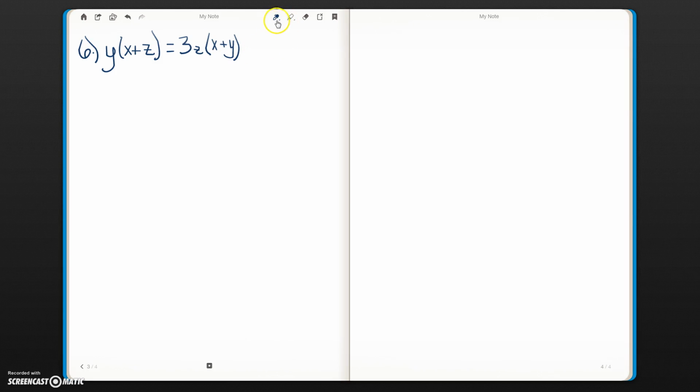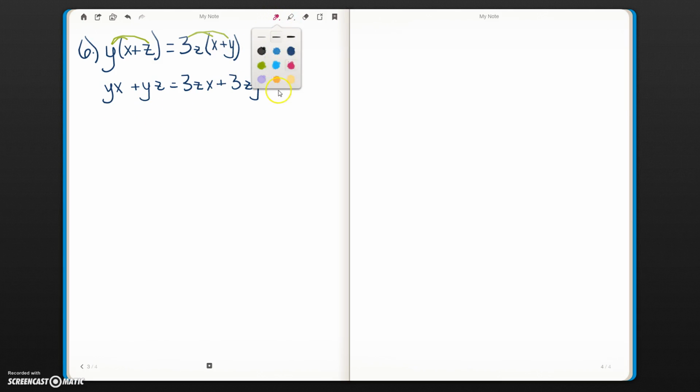The first thing I'm going to want to do, because I'm solving for x and the x's are in parentheses, is distribute. I could divide off y and 3z, but it's just going to make a mess of things. So I'm going to go ahead and distribute. So I've got yx plus yz equals 3zx plus 3zy. Typically the variables go in alphabetical order, but I'm just going to leave them alone for right now for confusion's sake.